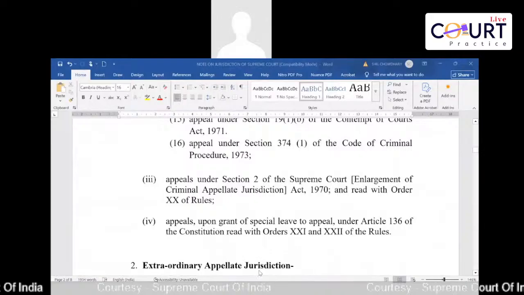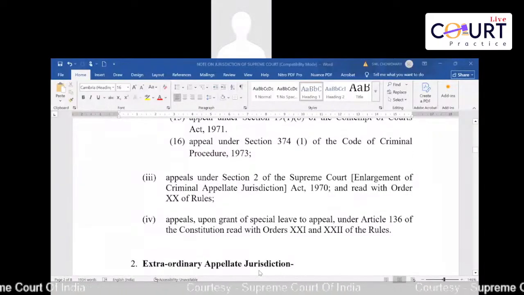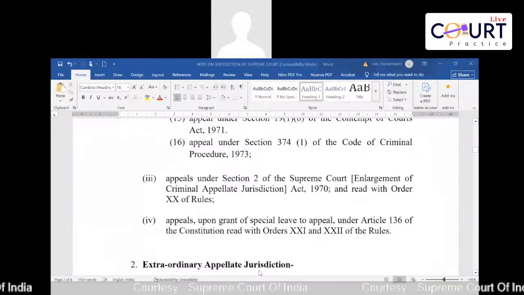Then item 4 deals with appeals upon grant of special leave to appeal under Article 136 of the Constitution, and the relevant orders are Order 21 and Order 22 of the Rules. If the special leave petition is granted, then as we all know, it would get converted into an appeal. So the first topic which we have covered is the appellate jurisdiction of the Supreme Court.